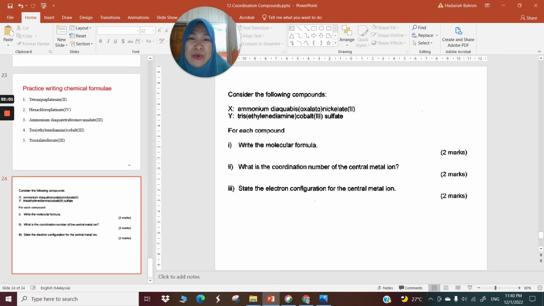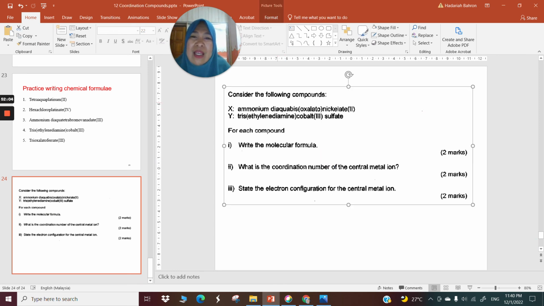And this is from your previous past year's paper. You consider the following compound: X is ammonium diaqua bisoxalato nickelate 2, and Y is tris ethylene diamine cobalt 3 sulfate. For each of the compound, write the molecular formula. You get 2 marks. What is the coordination number of central metal ion? You must draw the compound before you are able to determine the coordination number. If it is a bidentate, write 2. If it is a monodentate, write 1.